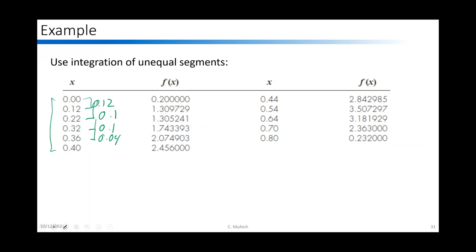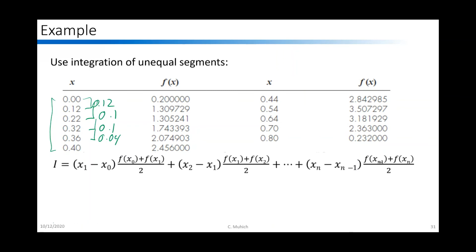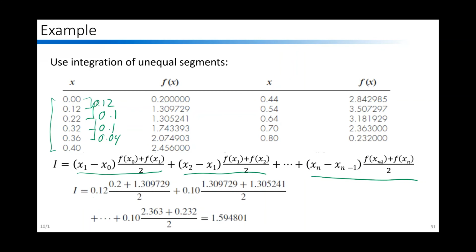So to solve for this equation with unequal segments, I can now employ, once again, my trapezoidal rule, but I'm going to do this piece by piece. I'm going to take this first segment and solve it first, then I'll look at the second segment, etc., until I get to the final segment. So I first calculate what my change in x is. So already written out there, it's 0.12. Then I can apply the height part of my formula. So that's 0.2 plus 1.309729 over 2. Right? So just pulling this right out of data.